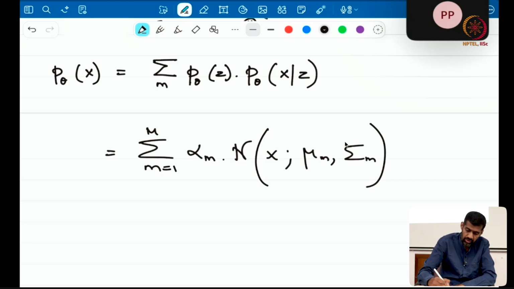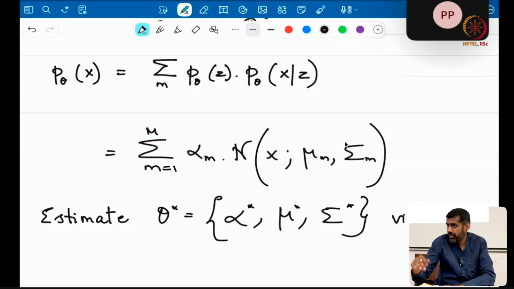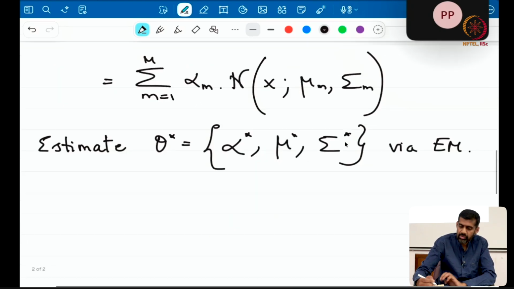Now, estimate alpha star, estimate theta star, which is the set of alpha stars, and we have mu stars and sigma stars via EM. I will not expand this because we know how to do this, right. Given a particular data set, we know how to get the parameters of an underlying GMM using the EM algorithm. So, we assume that we know this. We estimated these parameters now.